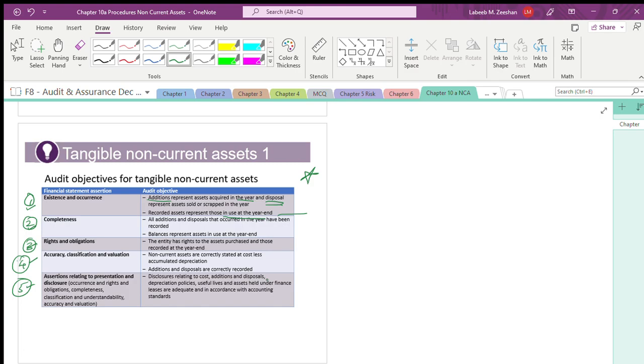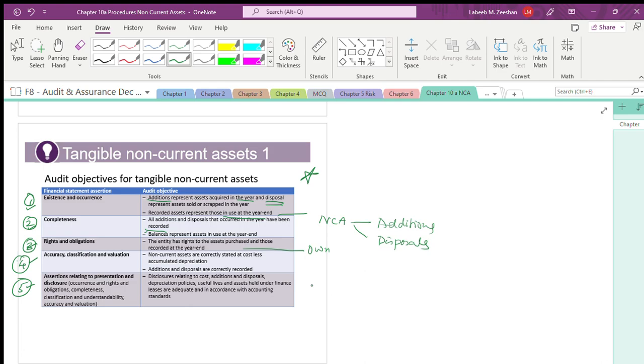Second point. Completeness. All additions and disposals in the year have been recorded. That means the moment you are talking about non-current assets, they are focusing on the additions and on the disposals. The balance represents the assets at the year end. Rights, whether you own or you lease, that is very important. The entity has the right to the assets purchased and those recorded at the year end. Rights and obligations means whether you are owning or not owning. We have taken it on rent or not. If you have taken it on rent or on lease, we should not show it. We have to show only those assets where you have the ownership.